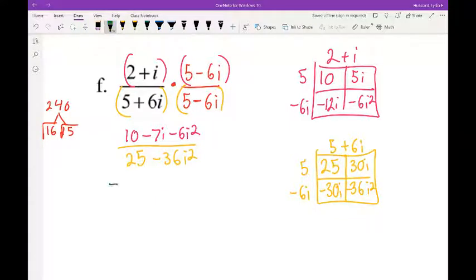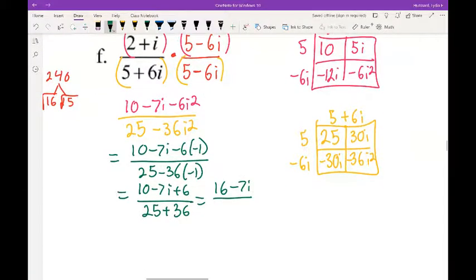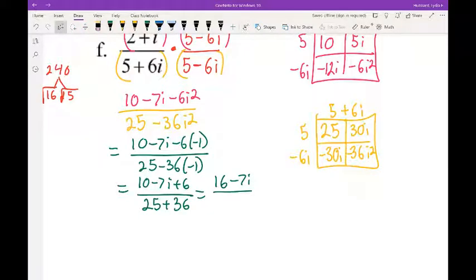Now we simplify. So those i squareds will turn into negative 1s. And so we'll get 10 minus 7i plus 6 over 25 plus 36. So that will give us 16 minus 7i over 61. That's right. Yes, 61. Okay. And again, we want to write this in standard form. So that's going to be 16 over 61 minus 7 over 61 i.